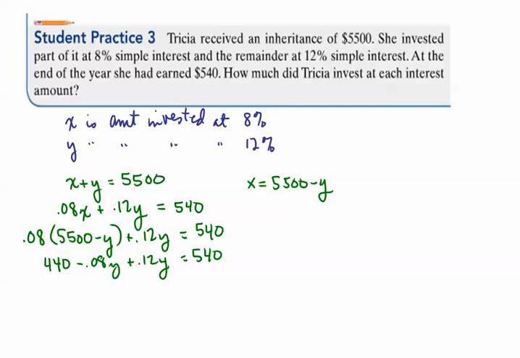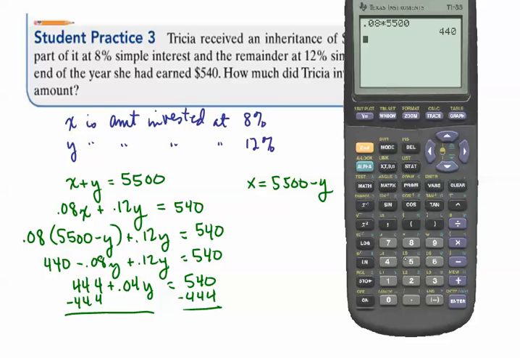I'm going to combine like terms first on the left side. 440 plus, minus 8 cents from 12 cents gives 0.04y equals 540. Subtracting 444 on both sides. 540 minus 444. If we bring in our calculator again, 540 minus 444 gives us 96.